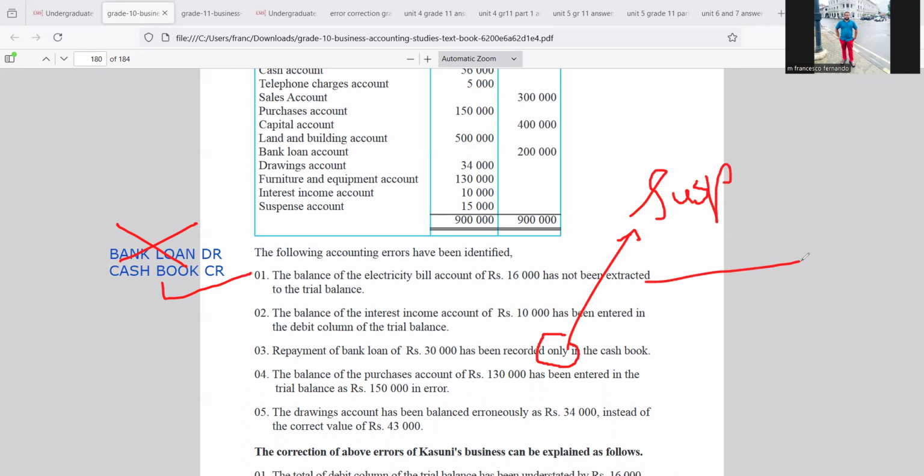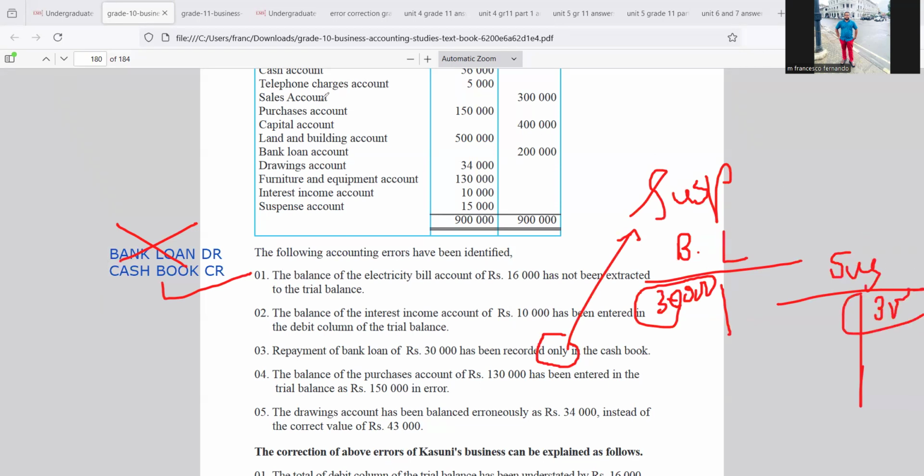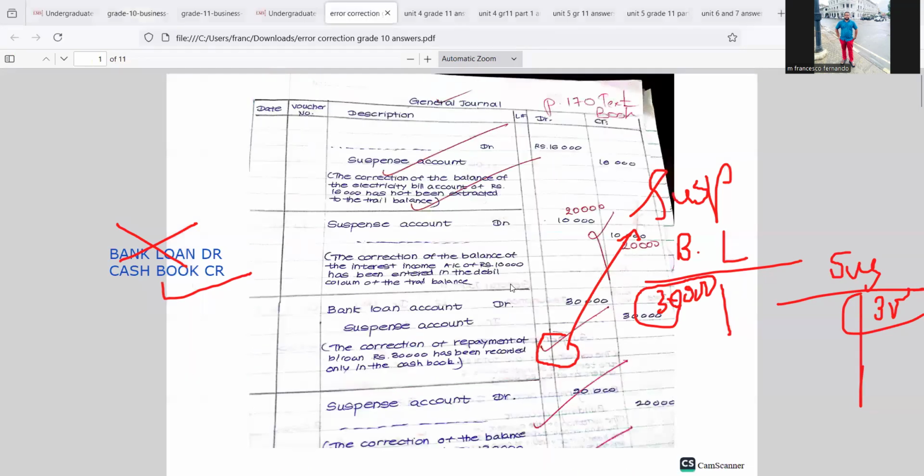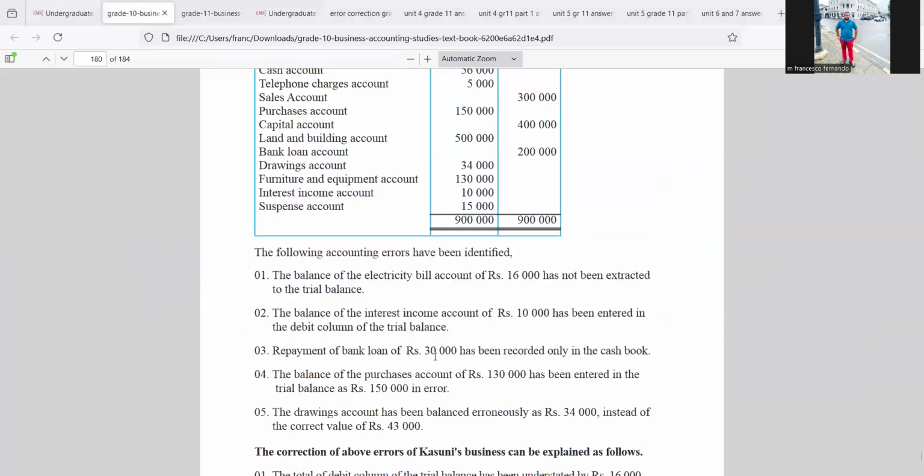So here how to record it? We have to debit the bank loan account 30,000. Where to credit? We have to credit the suspense account 30,000. So if you see the answer, bank loan debit 30,000, suspense account credit 30,000. That is the answer for number 3.